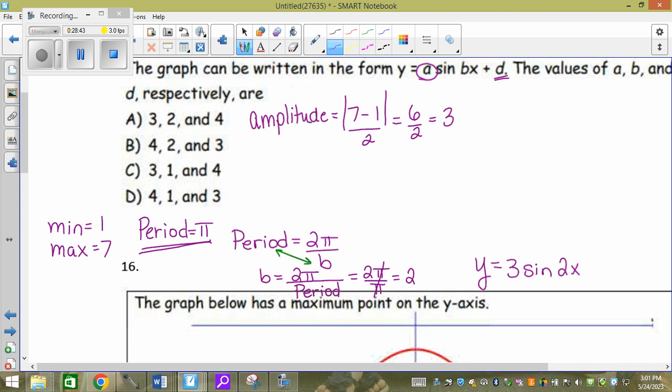And now I need the d value. What is your d value? The midline. And how do I find the midline? I do max 7 plus min 1, sorry, 7 plus 1 divided by 2. So it's going to be y equals 4, a plus 4, correct? You don't absolute value the midline. So then I'm going to get a plus 4 back here. That's how I get my A, my B, and my D. I never have to find my C. It would have to be given to me.